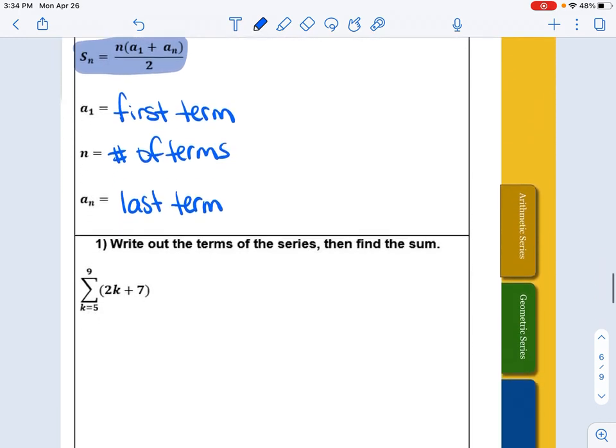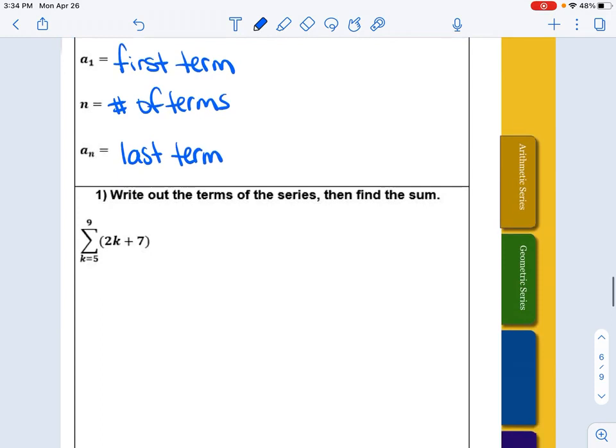So part 1, example 1: we want to write out the terms of the series, then find the sum. So we are going to write out all the terms and then find the sum. Now, how do we know where to start? Well, this number in the bottom, whether it's k equals or i equals or x equals, basically any variable equals, is your starting point. And this is your stopping point on top.